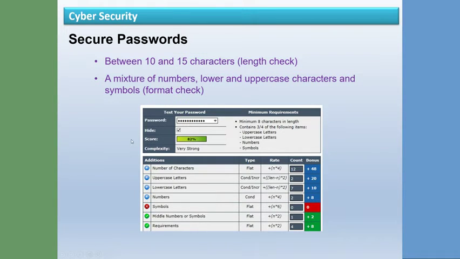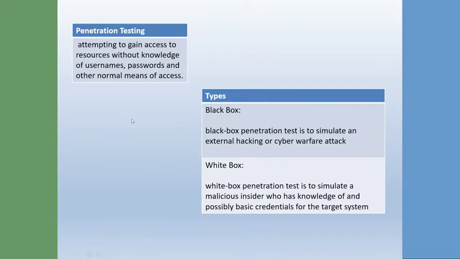So onto cybersecurity. Passwords: we need to make sure we're using secure passwords between 10 and 15 characters. That is called a length check, so we're checking that the password meets those criteria. And we're using a mixture of numbers, lowercase and uppercase characters, and symbols. So things like question marks, brackets, exclamation points. They are symbols or special characters. Penetration testing is where you attempt to gain access to a network. Usually these are companies that are employed to come in and test the network.